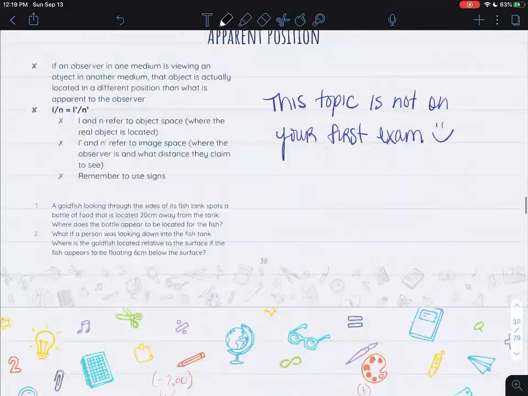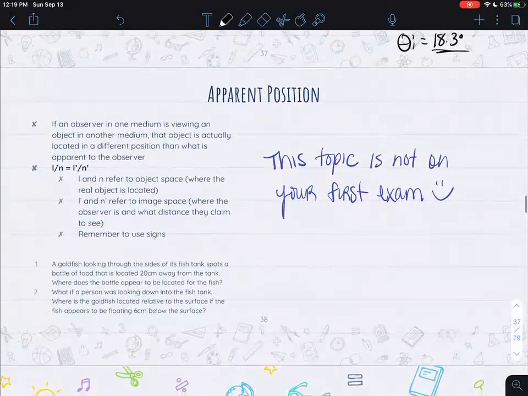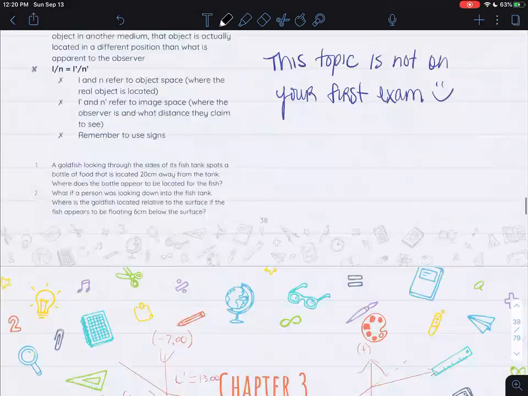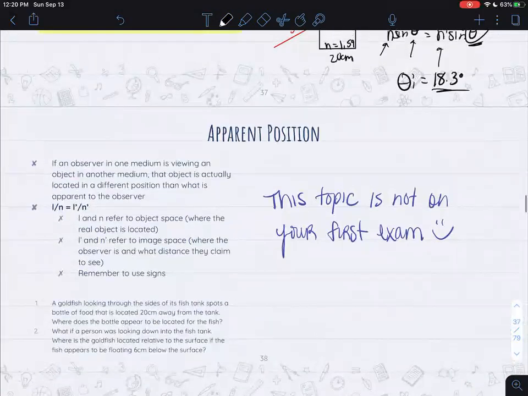That's that problem. And we didn't do apparent position, but it's not going to be on your first exam, so we'll get to that later in future reviews. And that's it for the first 2 chapters.